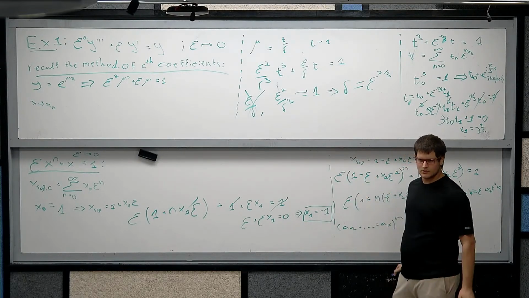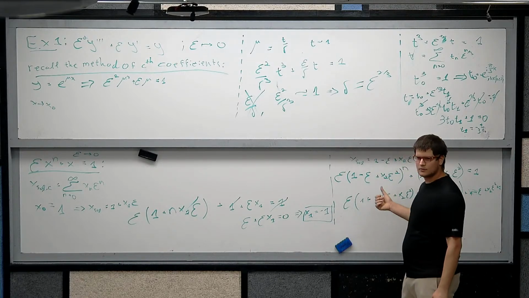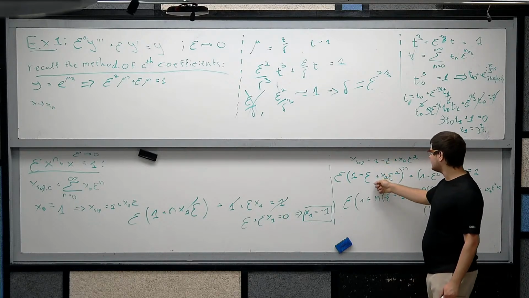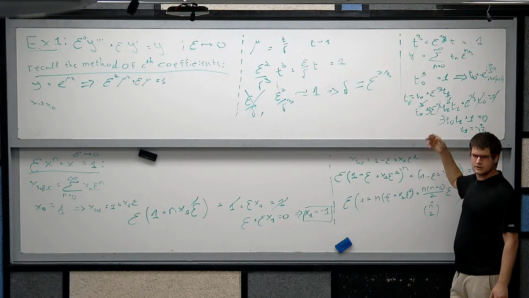Why did you take two terms in the Taylor expansion? Because before I took the first order in epsilon, and now I'm taking the second order. So I'm keeping everything up to epsilon squared. Ah, okay.